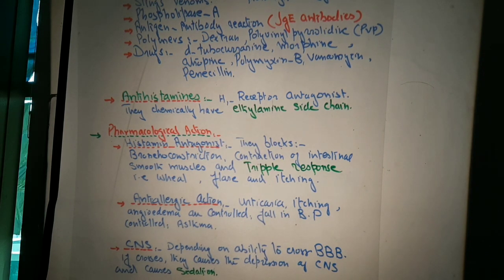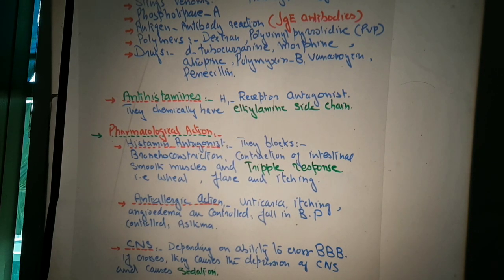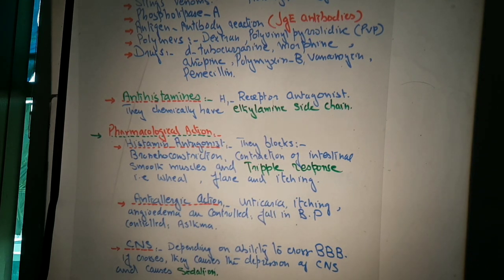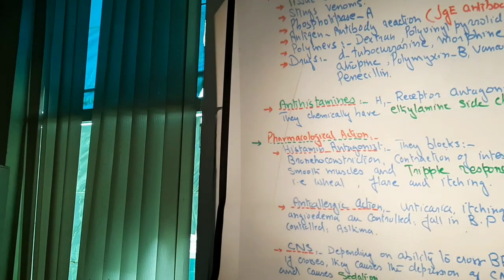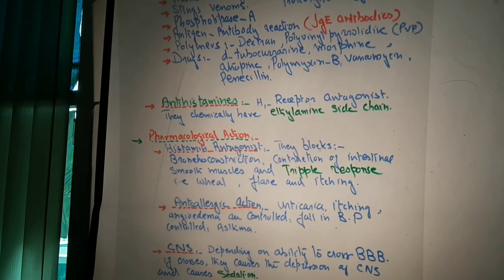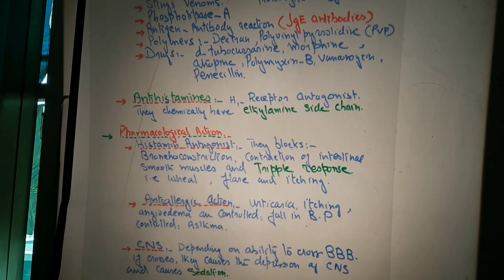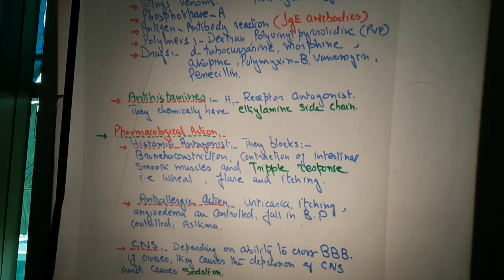These are the drugs, the components, the conditions, the situations which are responsible for the release of histamine. Now, when there is release of histamine, if it is not inhibited or not treated, then the patient may enter into anaphylactic shock, and this anaphylactic shock is a severe type of allergic condition, which may cause the death of the patient.